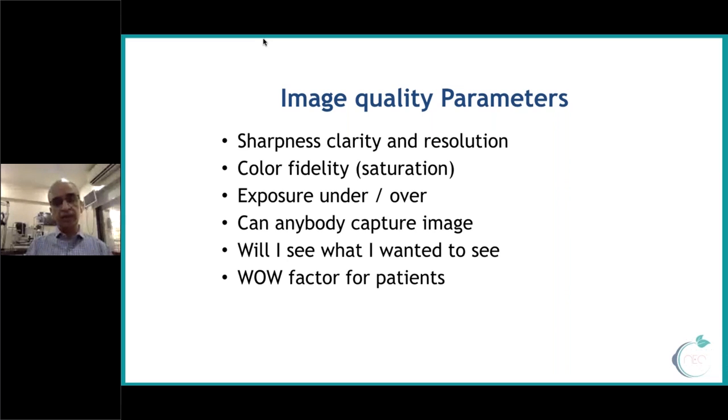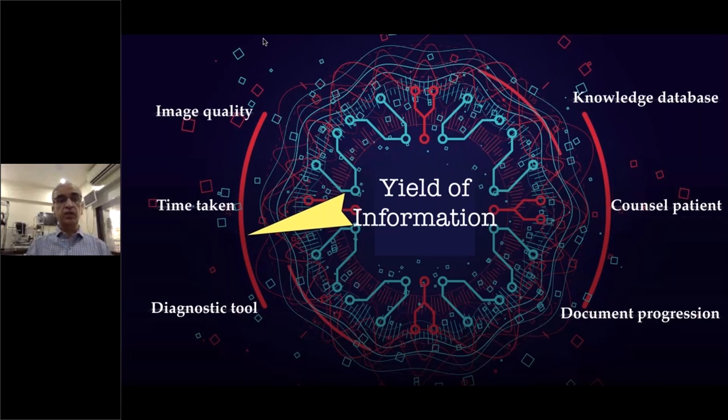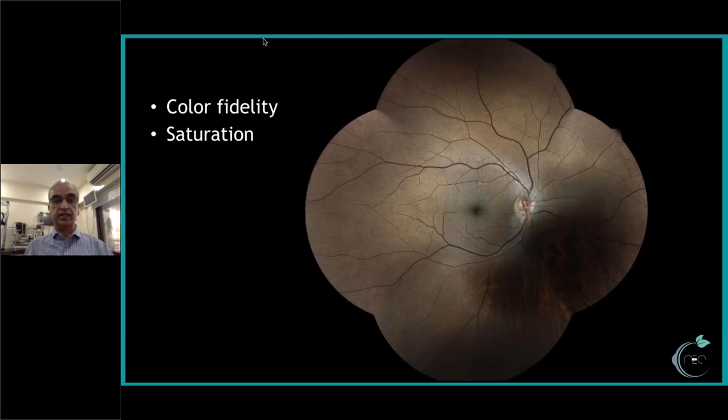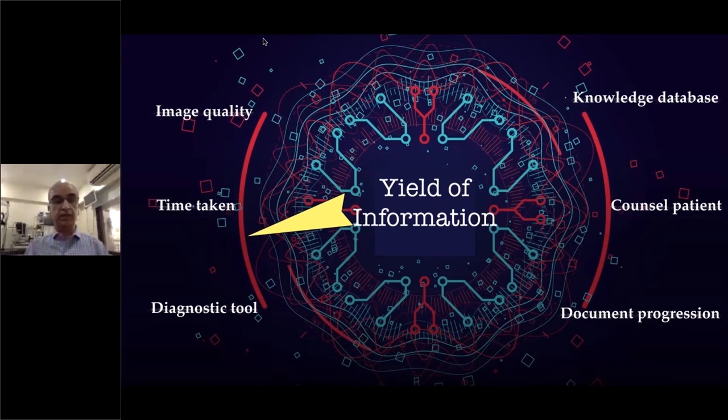When I talk about the yield of information, as we talked about image quality, it's sharp, it's clear, and has a very good resolution. It's in true color, as I see on a slit lamp with a 90D. And how much time is taken? It hardly takes any time. As you said, it takes 30 seconds. And the saturation, you can see all clear. When you increase the size of an image or zoom the image, you don't lose any quality or get pixelation.